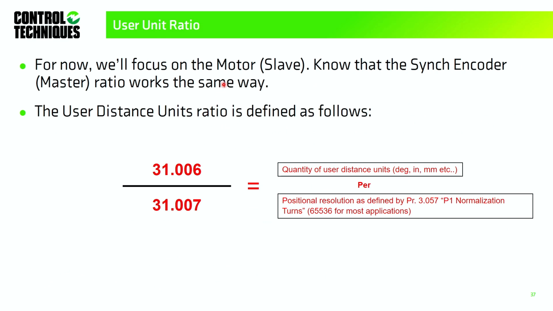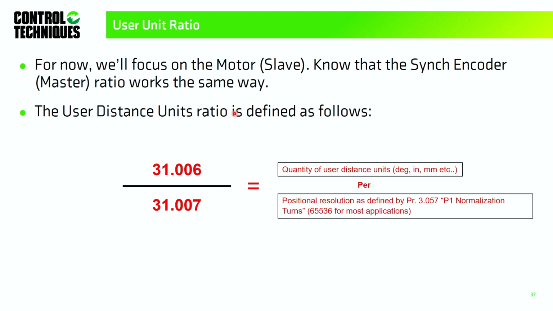There's actually parameter 3104 and 3105 in menu 31 for a master axis, and it works the same way. So when we're talking about gearing on Friday and camming, I'll be showing you this again. But for now, we're going to focus on the motor.